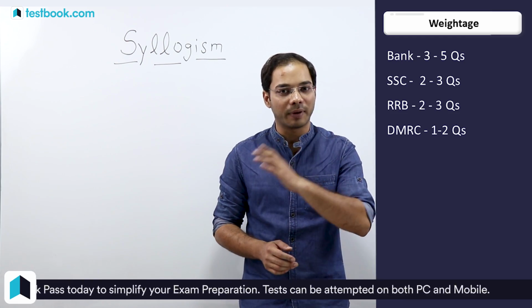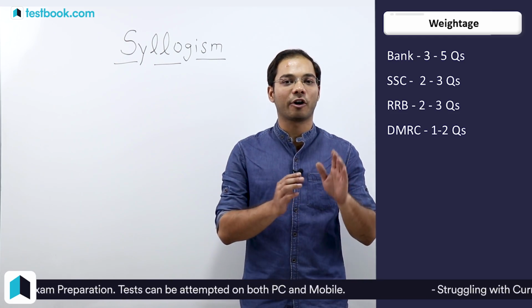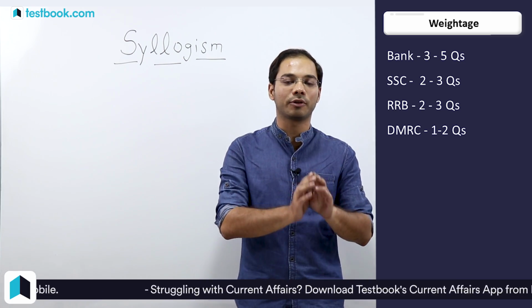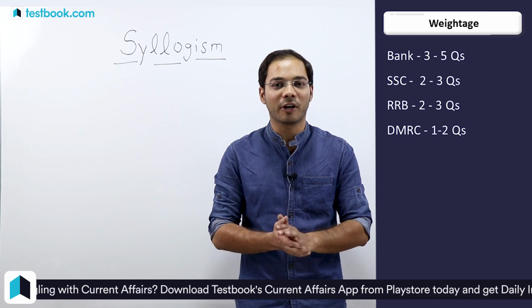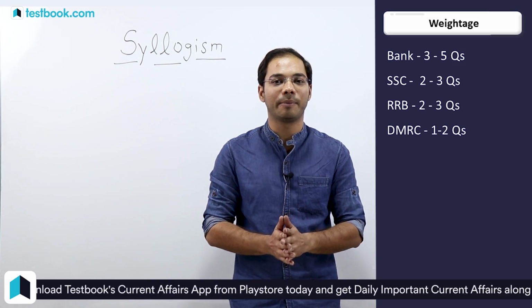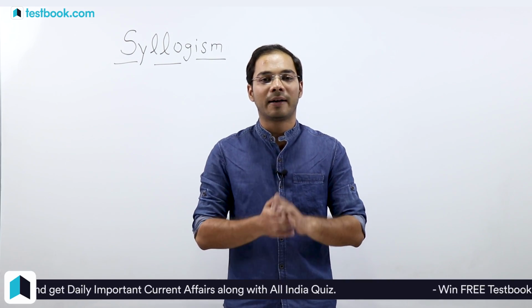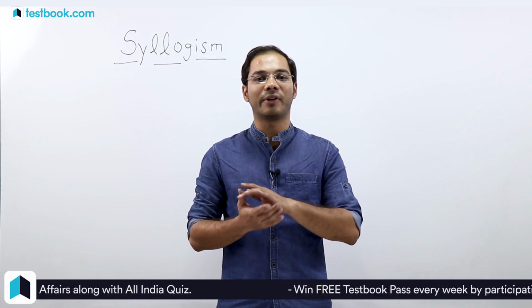If you are talking about banking exams, you will get 3 to 5 questions from this topic. If you are talking about SSC and RRB exams, there will be 2 to 3 questions from this topic. And if you are talking about DMRC exams, then there will be 1 to 2 questions from this topic. Let's move to the types of questions which we are going to face in our exams.